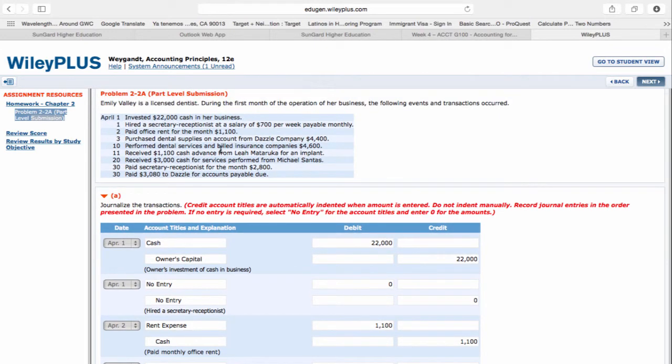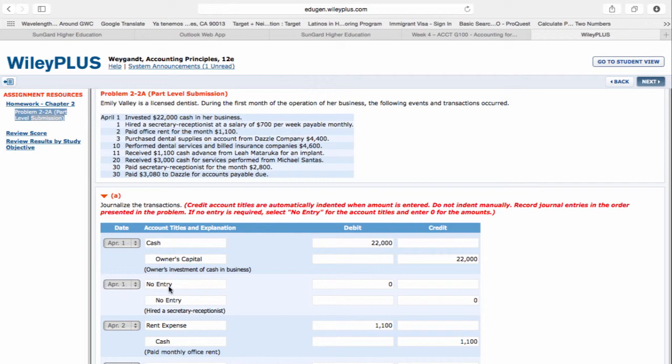Now let me go over the second part right here, which may throw you off. The reason Wiley does this is because you also, as an accountant, need to determine when a transaction needs to be recorded or not, when an event needs to be recorded or not. Remember, we have the monetary assumption that we only record stuff that pertains to money. The second transaction here is on April 1st, when this person hired a secretary or a receptionist at a salary of $700 per week, payable monthly.